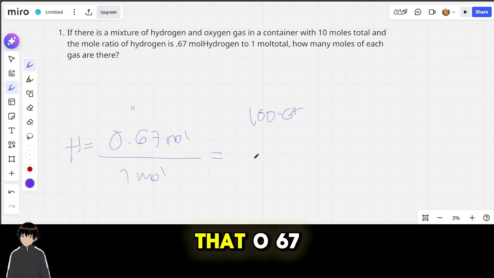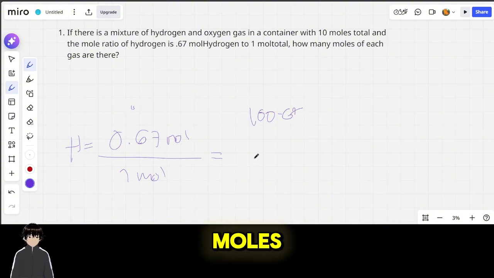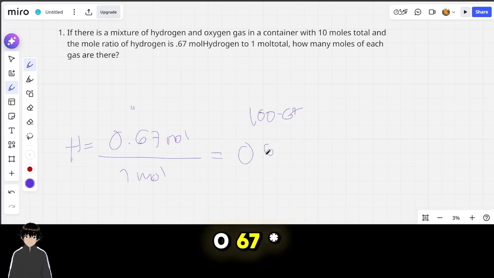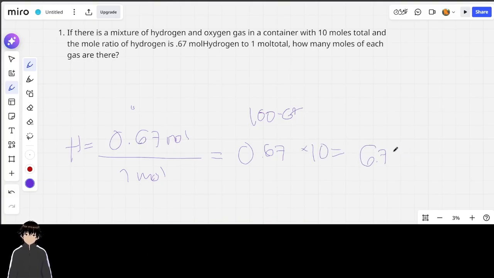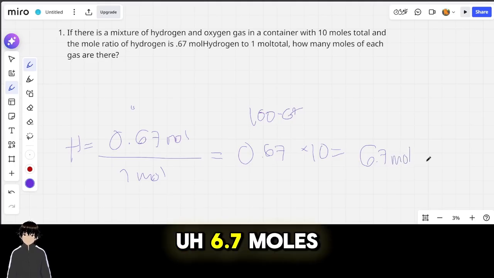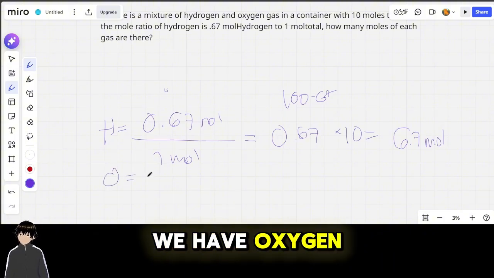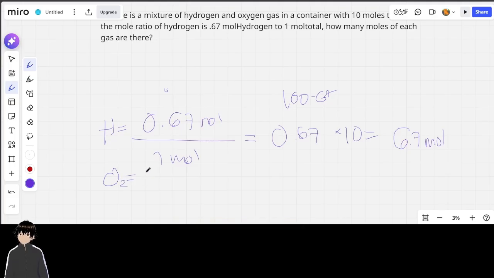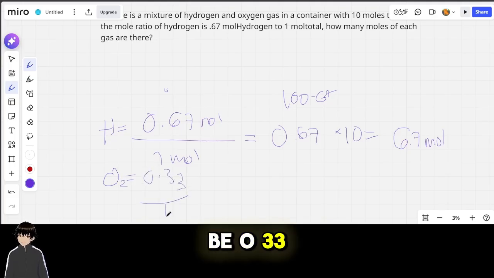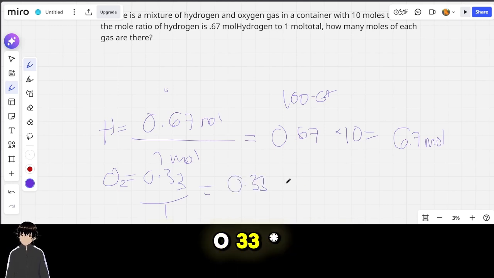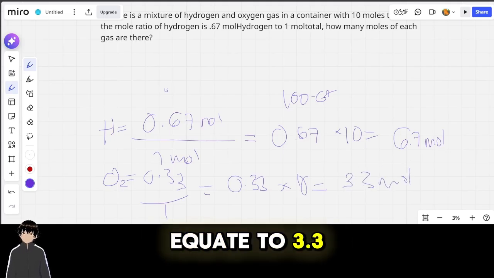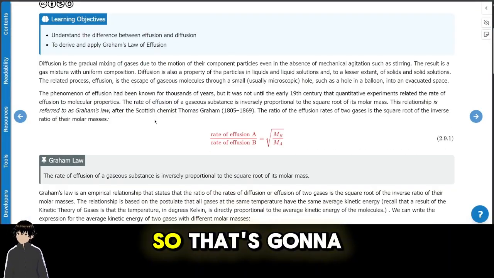After you get the result from that, 0.67 moles times 10 divided by 1 mole is going to be 0.67 times 10, and that's going to be 6.7 moles of hydrogen. And we have oxygen. That's going to be 0.33 divided by 1, which is 0.33 times 10 moles in total. That's going to equate to 3.3 moles. So that's going to be it.